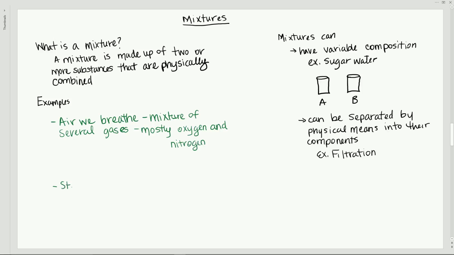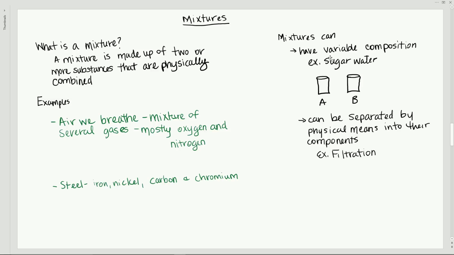Steel is another example. So steel is a mixture of iron, nickel, carbon, and chromium. Okay, so those are two different examples of mixtures. So mixtures, unlike compounds, can have variable composition. So compounds always contain the same number or ratio of atoms, but mixtures can have different compositions.